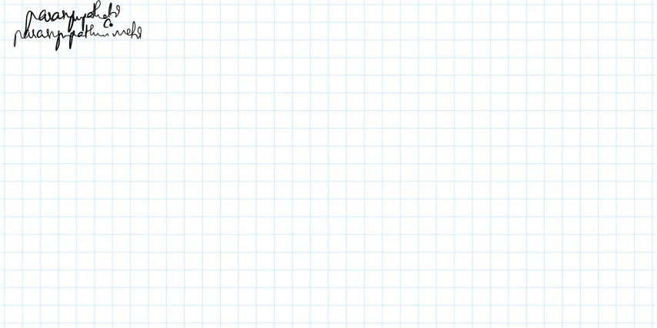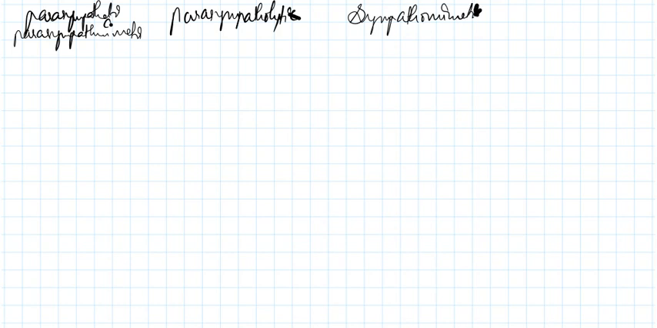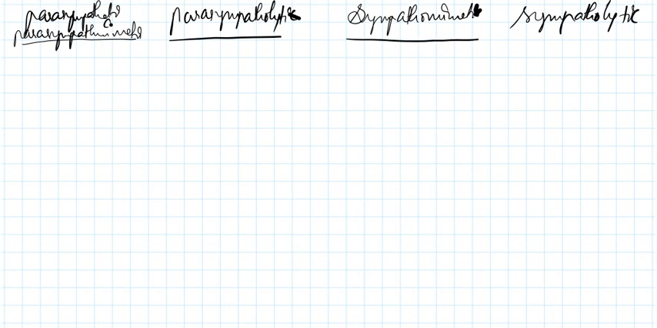Next one is parasympatholytic. Next one is sympathomimetic. And last one is sympatholytic, or also called anti-adrenergic or adrenergic blockers. Sympathomimetic, sympatholytic. Now, when we come to parasympathomimetic or parasympathetic, right?